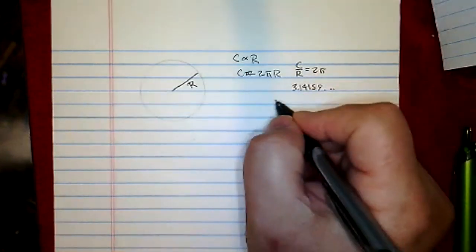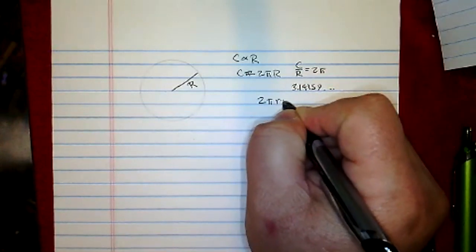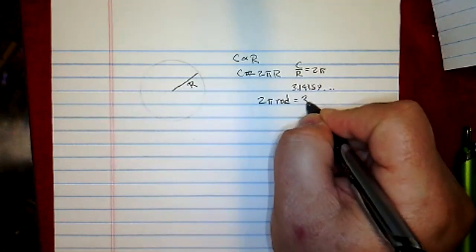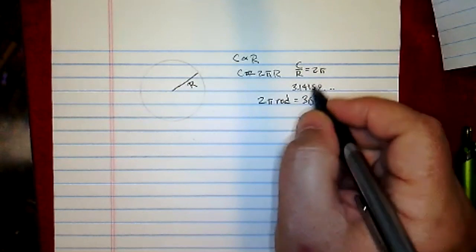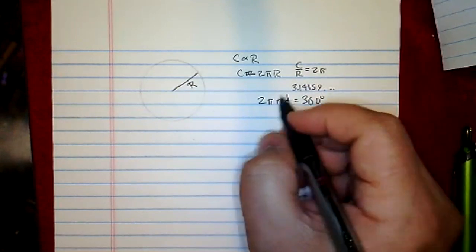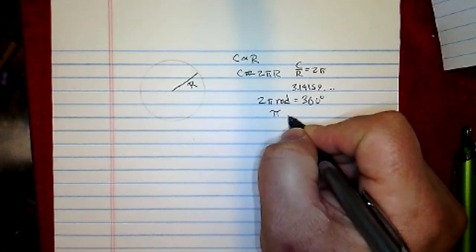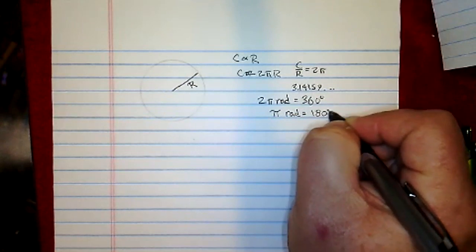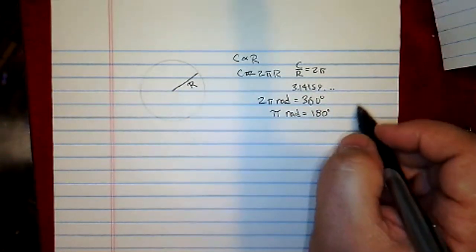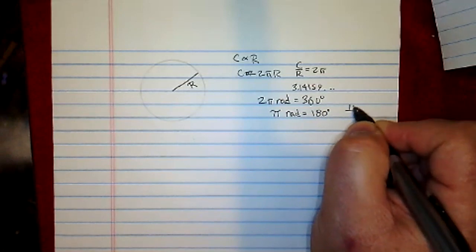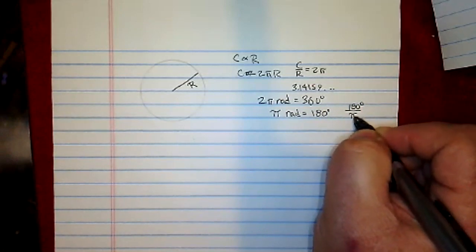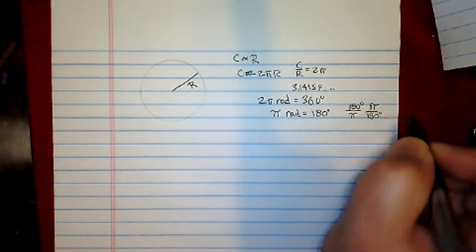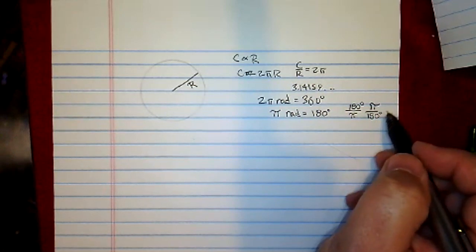So with that in mind, 2 pi radians, and this will probably be about the only time that I write the word radian next to it, is equal to 360 degrees. Well, those numbers are bigger than necessary. So if I divide both sides by 2, I can also come up with the conclusion that pi radians is equal to 180 degrees. So that gives us a conversion factor. You can write a conversion factor as 180 degrees over pi, or you can write it as pi over 180 degrees. The key thing is you always want to cancel out the unit that you have.